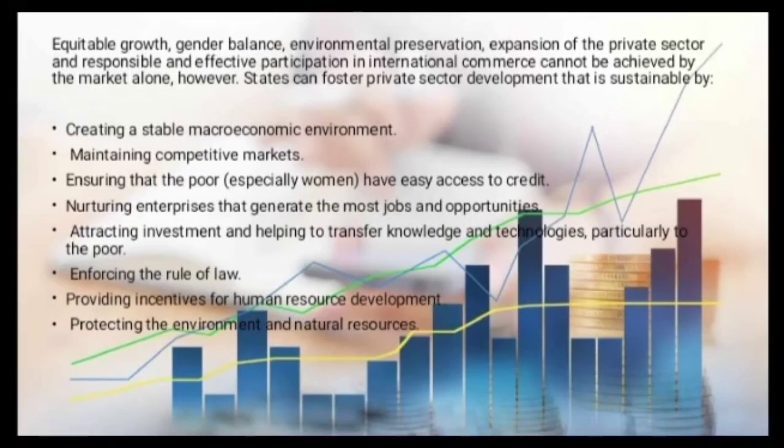Equitable growth, gender balance, environmental preservation, expansion of the private sector, and responsible effective participation in international commerce cannot be achieved by the market alone. However, the state can foster private sector development that is sustainable by creating a stable macroeconomic environment, maintaining competitive markets, ensuring the poor, especially women, have easy access to credit, nurturing enterprises that generate the most jobs and opportunities, attracting investment and helping to transfer knowledge and technologies, particularly to the poor, enforcing the rule of law, providing incentives for human resources development, and protecting the environment and natural resources.